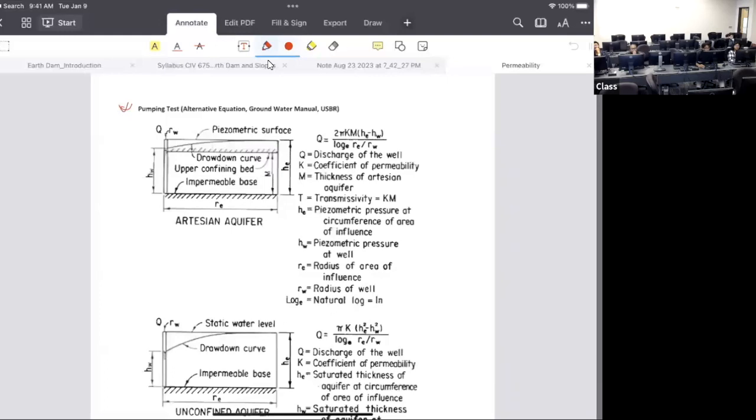Curve or something like that. What is the overall idea? Like, what is your feeling? Like the shape of the drawdown curve. Okay, so how will the shape of the drawdown curve be affected by the permeability of the soil?